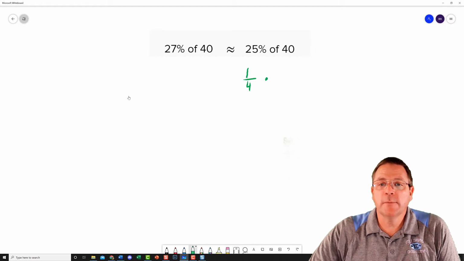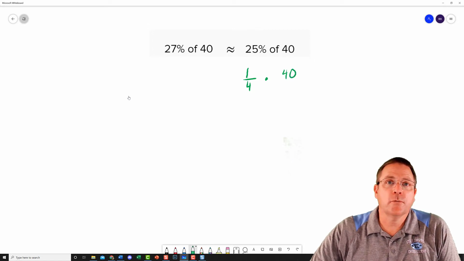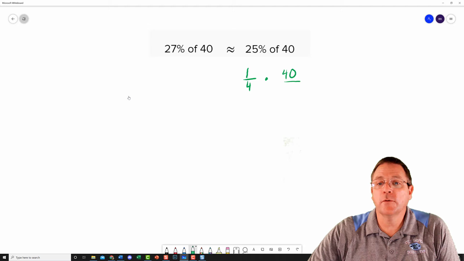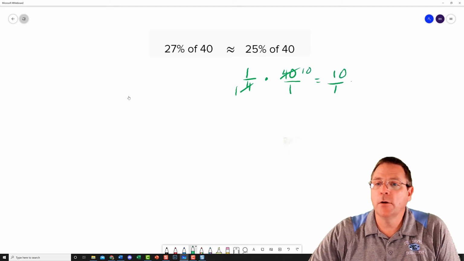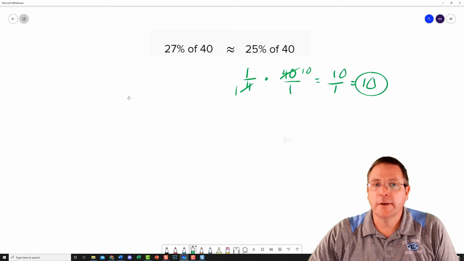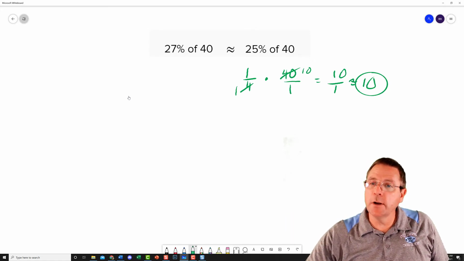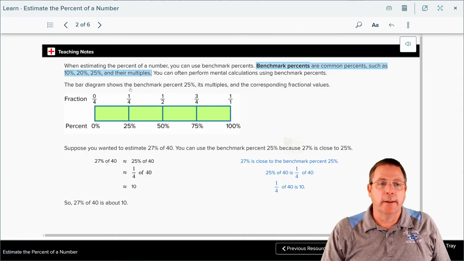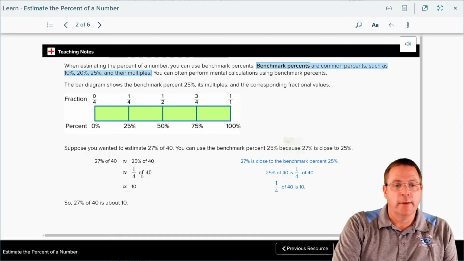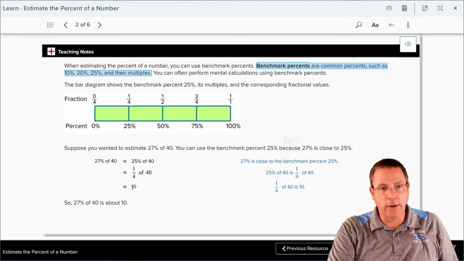Of is a fancy mathematical word for multiply, and 40. And this goes right back to what we did in our review lesson 1 at the start of the year, multiplying fractions. We're going to simplify before we multiply. 4 goes into 4 once, 4 goes into 40 ten times. That's going to equal 10 over 1, also known as 10. So you could estimate that 27% of 40 is going to be, I need a squiggly equal sign here, about 10. And that's exactly what they did here. They said 1/4 of 40 is about 10.